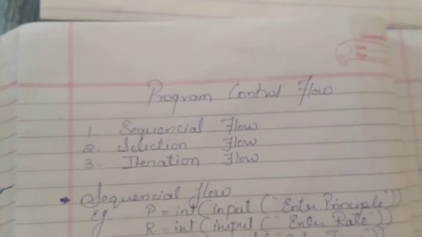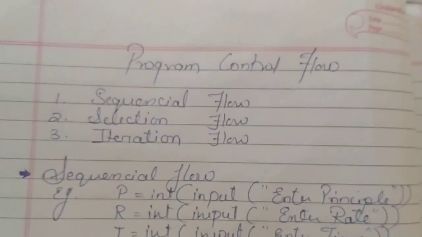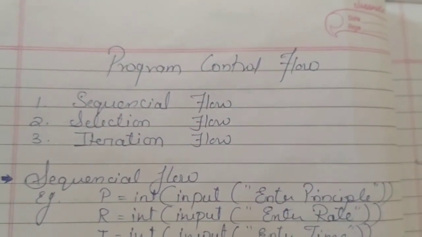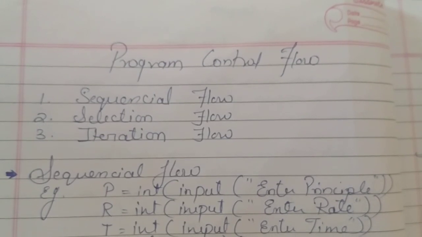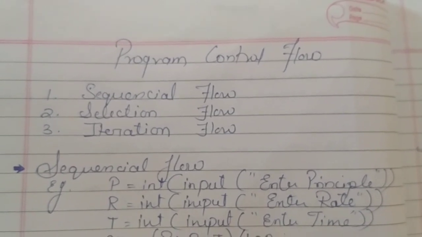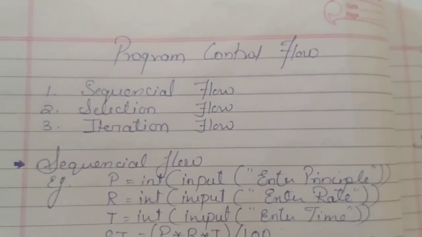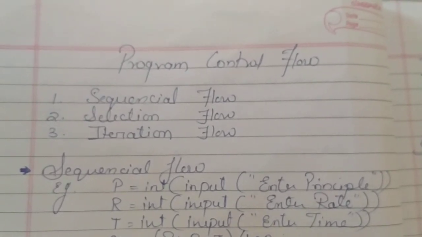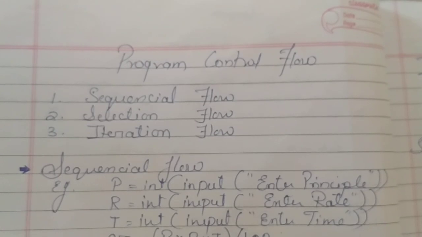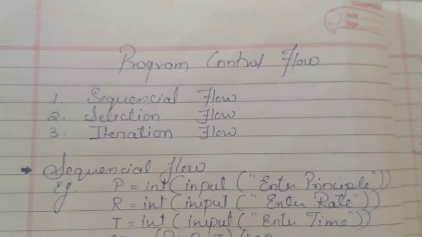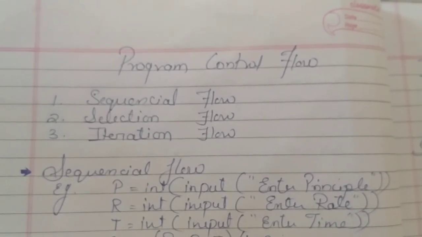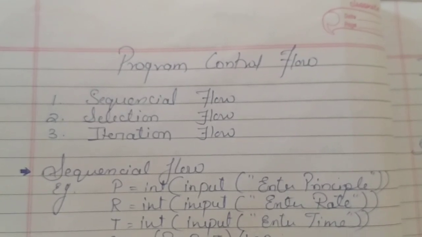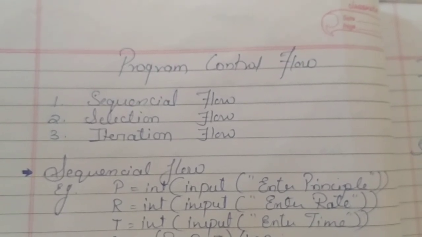See here, program control flow. There are basically three control flows. First, sequential, second, selection, third, iteration. So, control flow means the sequence in which the statements given in the program should be executed.